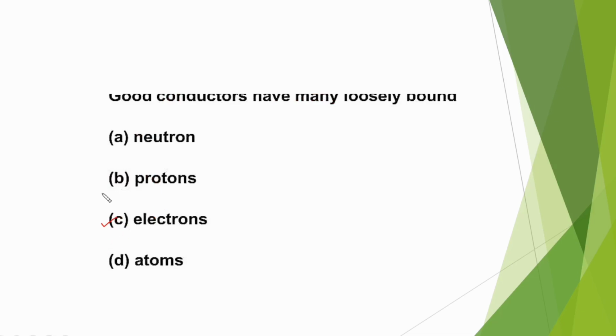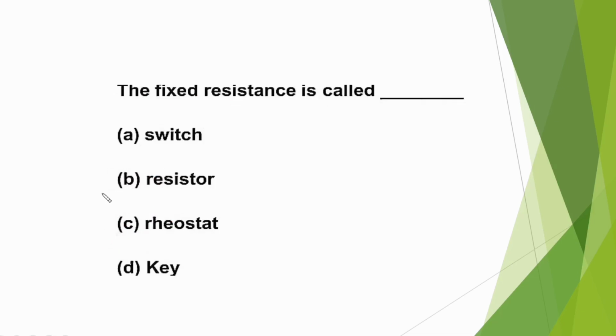We'll proceed to the next question. The next question is, the fixed resistance is called dash. Options are given: switch, resistor, rheostat, key. In an electric circuit, we all know the definition of switch and key. A switch is a means by which the electric circuit is closed, so this will not be the correct answer. Key is also included in switch, so when the key is closed, the circuit is closed, so this will also not be the correct answer.